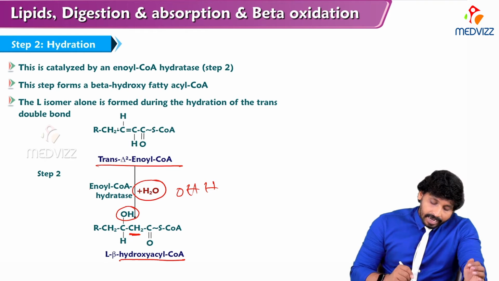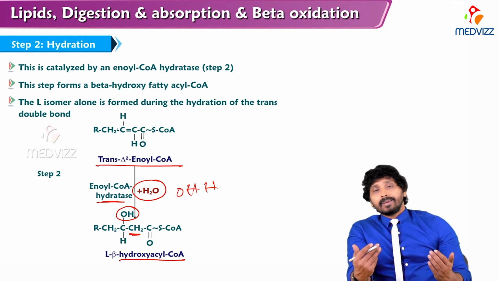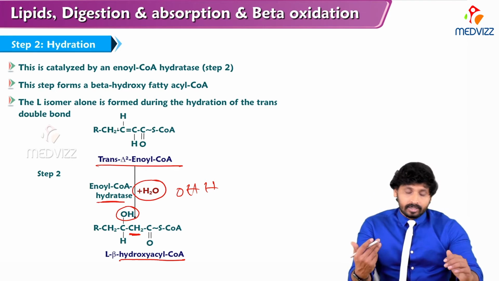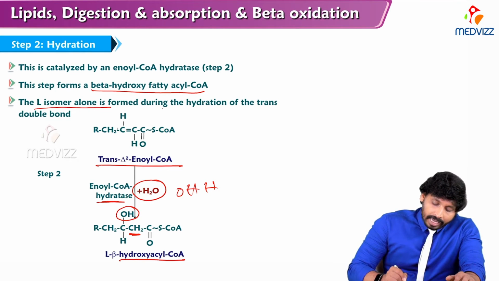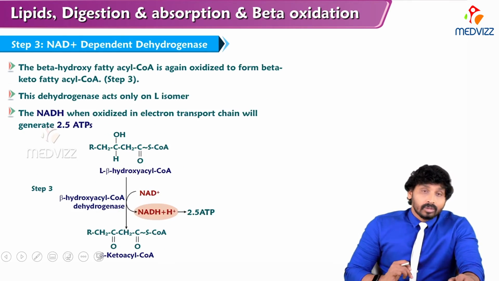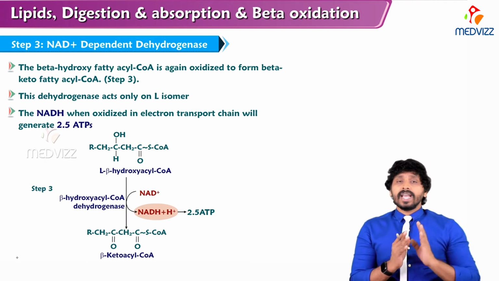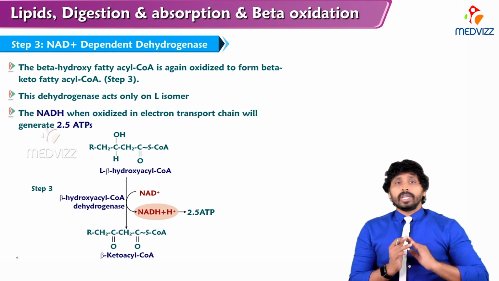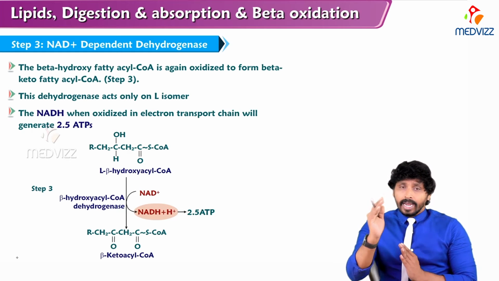Here the enzyme is enoyl-CoA hydratase. You are hydrating enoyl-CoA, so that's why the enzyme is enoyl-CoA hydratase. So it will form beta-hydroxy fatty acyl-CoA. The L isomer alone is formed during the hydration of the trans double bond. The third step is again dehydrogenation. Okay, in the first reaction what did we get? We got FAD. In the third reaction, the dehydrogenation reaction, we will be getting NAD.